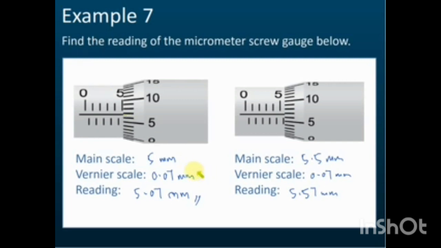Okay. I show this example because a lot of students make mistakes. Sometimes they do not see this line here. So straight away they say this is 5, right? So they give the main scale 5.0 and then the vernier scale 0.07. So then the reading is 5.07. That's not correct. You must be careful with the second scale here, 0.5.